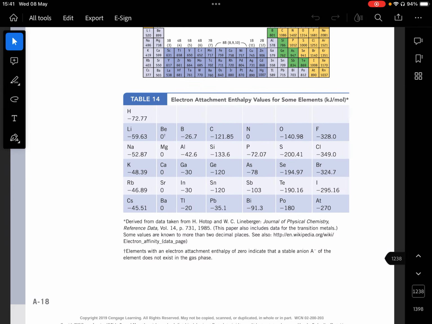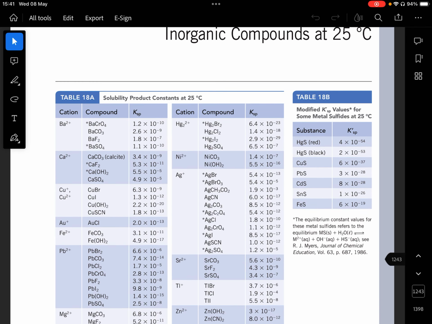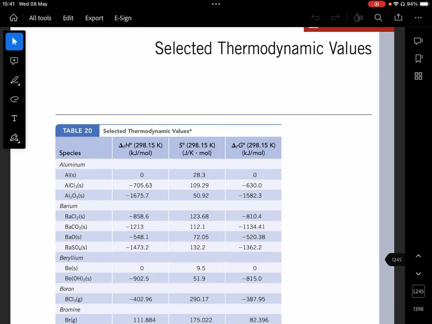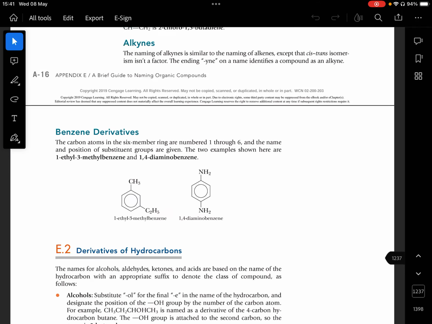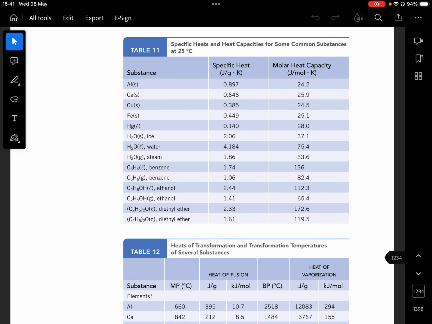We want to get to the part that says something about, this is the ionization constants. It's not the selected thermodynamic values. I think I just went over it. It's not this one. Skip it in the previous one. Yes, here it is. So where it says specific heats and heat capacities of some common substances, it gives you the specific heat and the molar heat capacity.